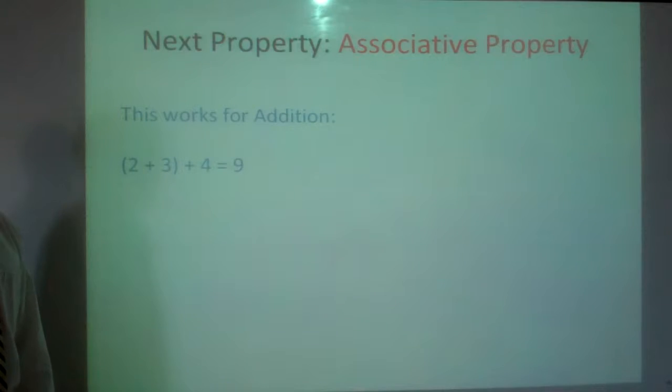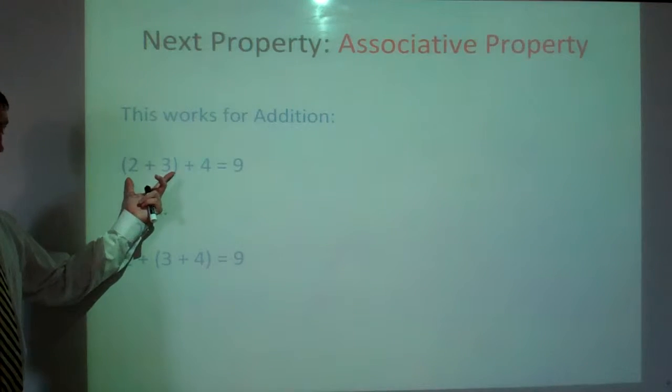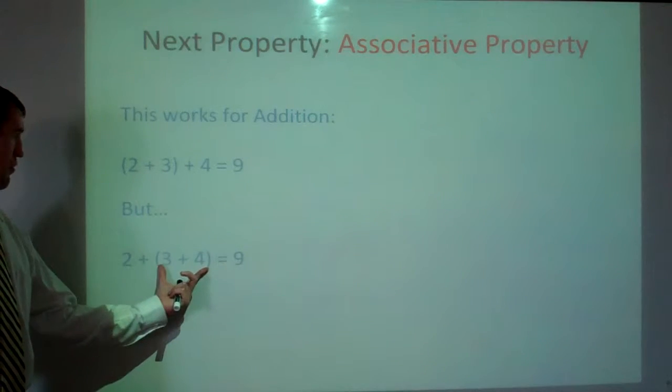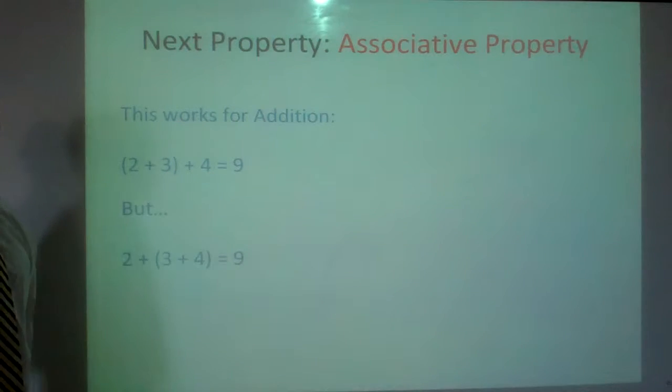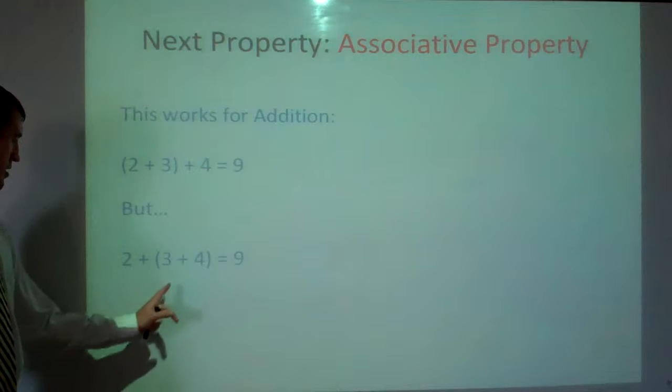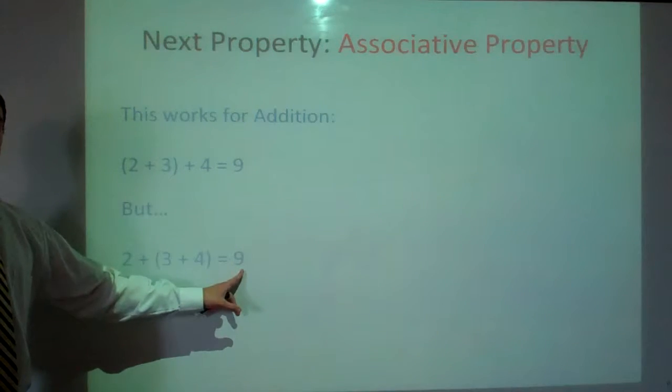Now here's where the associative property comes into play. All we did here was take these parentheses and put them between the 3 and 4 this time. So we just kind of shifted them over. Let's see if we get the same answer. 3 plus 4 is 7. Plus 2, we still get 9.